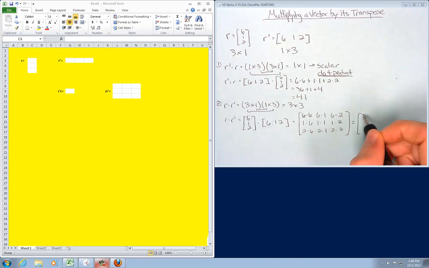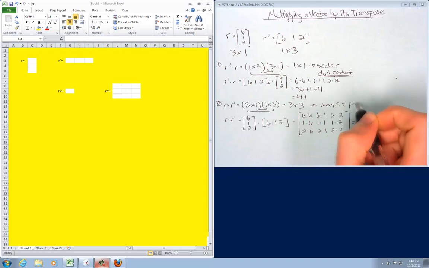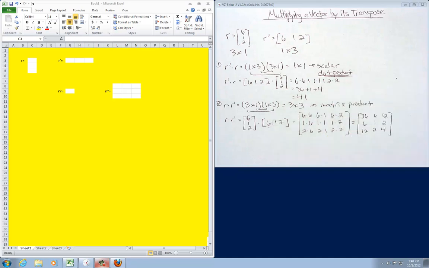36, 6, 12, 6, 1, 2, 12, 2, 4. And we actually call this the matrix product. So when you do R transpose times R, you get the dot product. R times R transpose, you get the matrix product.